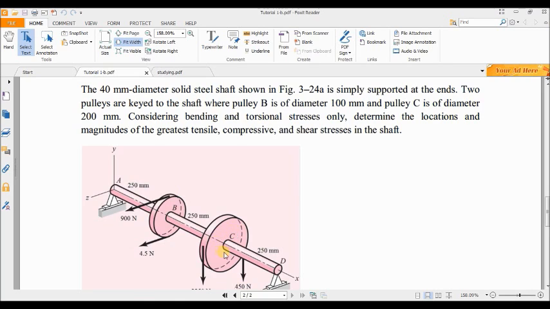and C. Pulley B diameter is 100 millimeter and diameter of pulley C is 200 millimeter. And as I mentioned, the diameter of the shaft is 40 millimeter. These two pulleys are fixed to the shaft by using key.